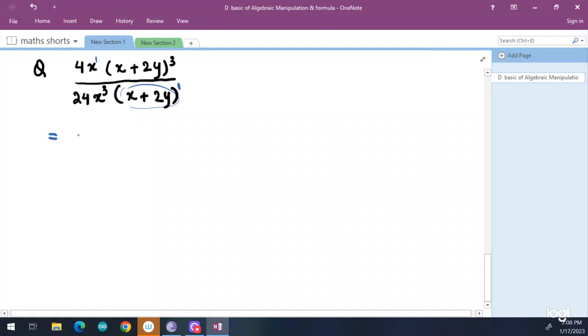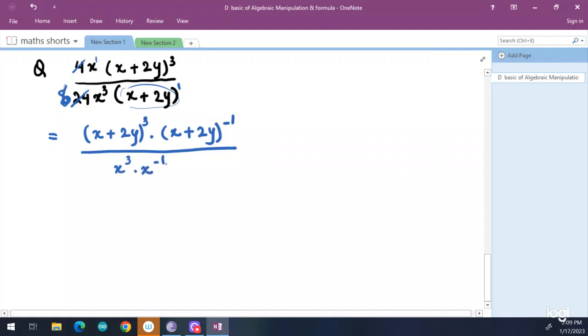So now what we will do, you can see this 4 8, sorry, it should be 6, I'm so sorry. 6 and 4 will be cancelled. So (x + 2y) to the power 3 over (x + 2y), and this will become minus 1. So on the denominator, here is 6x cube dot x to the power minus 1. When this x comes down, it will become minus 1. So what will be next? One thing I forgot is the 6. So when we cancel it, x plus 2y, 3 minus 1, we will subtract it from 3.